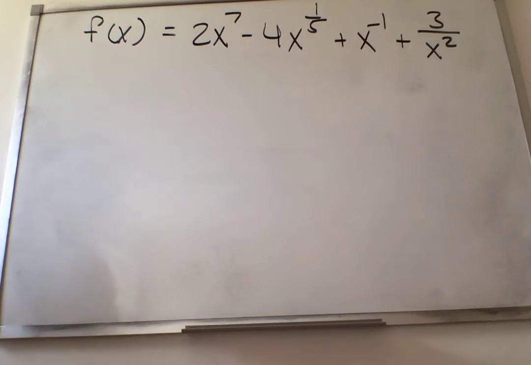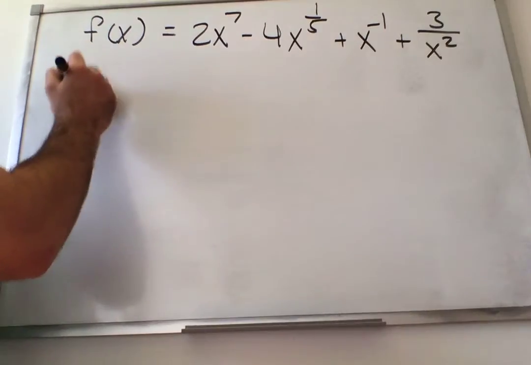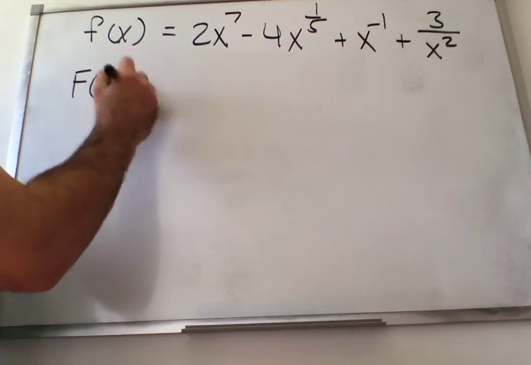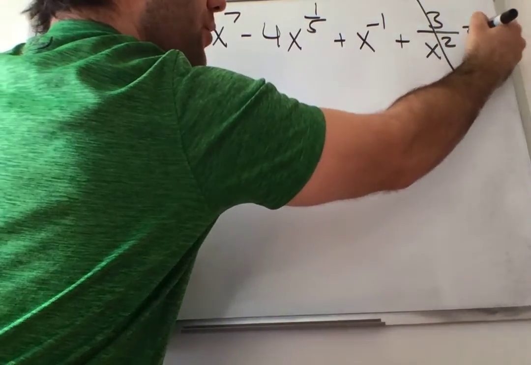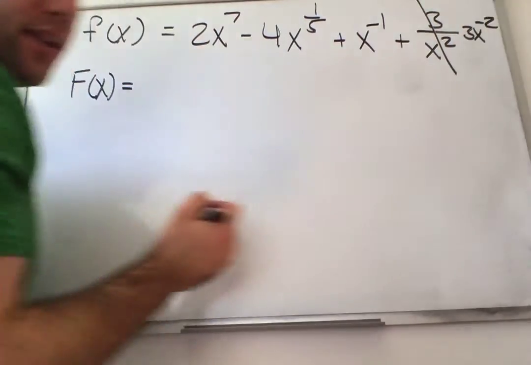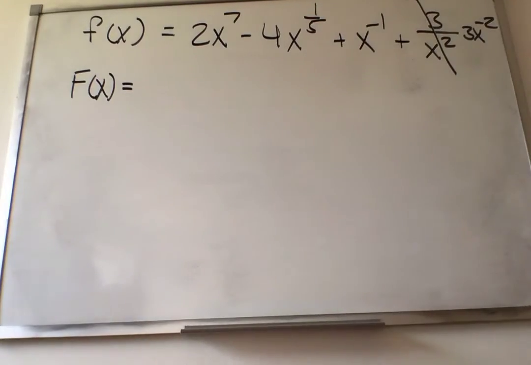So if we follow the general rules for taking an antiderivative of power functions, big F of x is equal to, now I am going to rewrite this one as 3x to the negative second, 3x to the negative second.